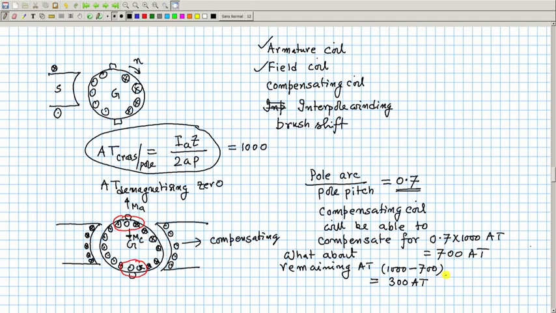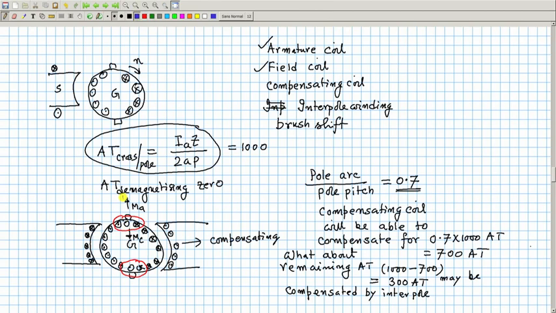That is, this 30% may be compensated by the interpole. Therefore, there will be a compensating coil which will compensate for about 70% of the total cross magnetizing ampere turns per pole of the armature, and the remaining 30% will be compensated by the compensating interpole winding.